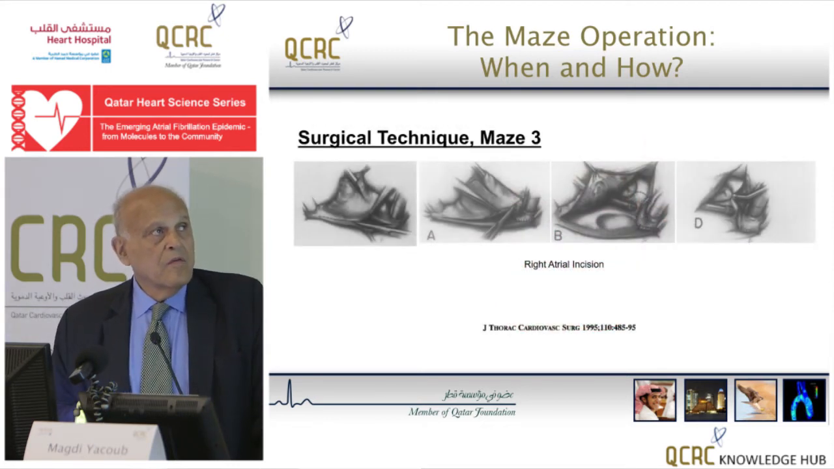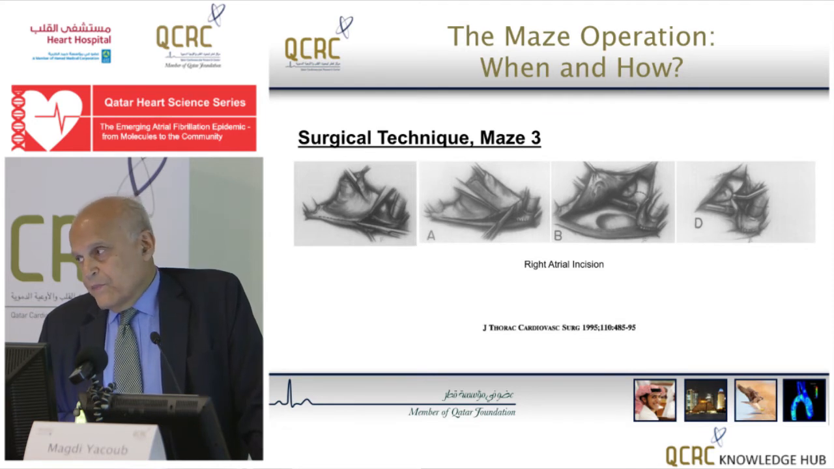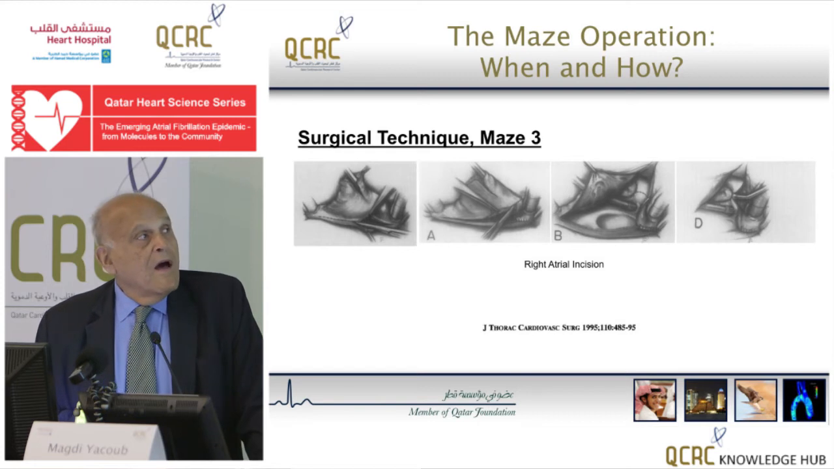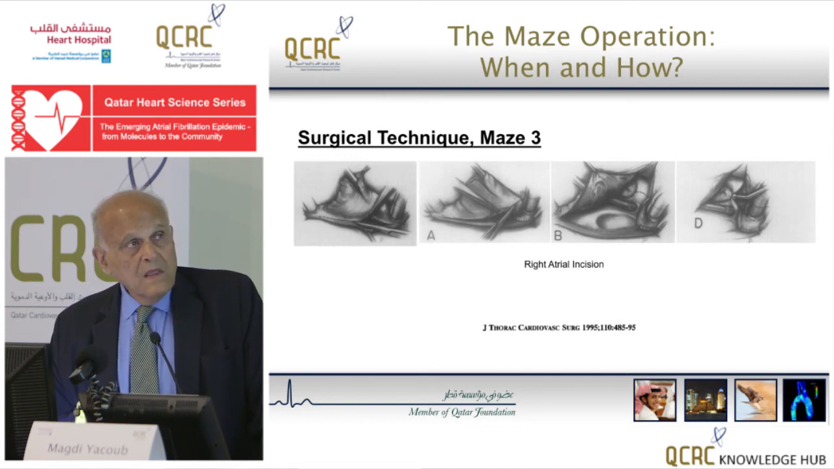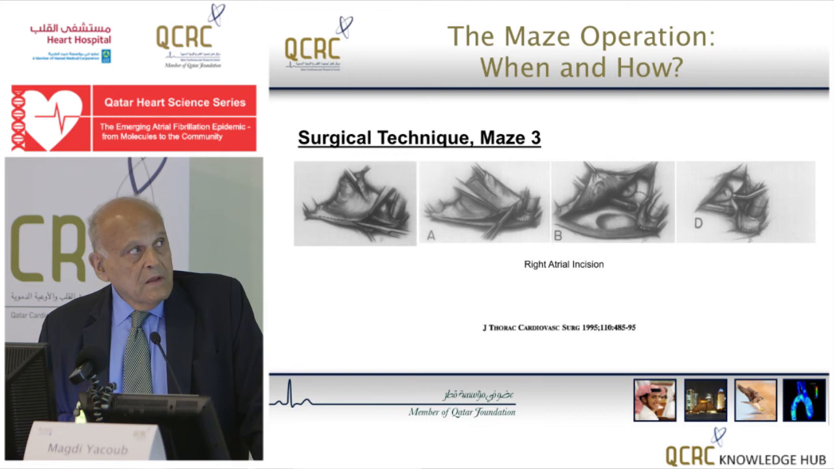So if we go through this, and these pictures are taken from Jim Cox's original paper in the Journal of Thoracic Surgery, it starts in the right atrium. What he does, the Maze 3, that is, you have an incision from the inferior vena cava to the superior vena cava. The right atrial appendage is amputated, and an incision is made into the lateral wall of the right atrium. And then you look inside the atrium, and you have another incision from that incision extending towards the tricuspid annulus. Here is the tricuspid.